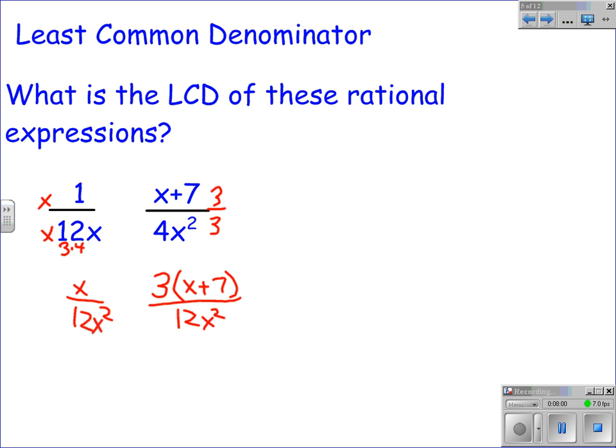Eddie? So you want us to leave it like 3 times quantity x plus 7 and not? You'll need to multiply that in when we start adding and subtracting to be able to add like terms, Eddie. But for right now, we don't have to. Okay? Anybody else? I will make you do more work than you need to right now.